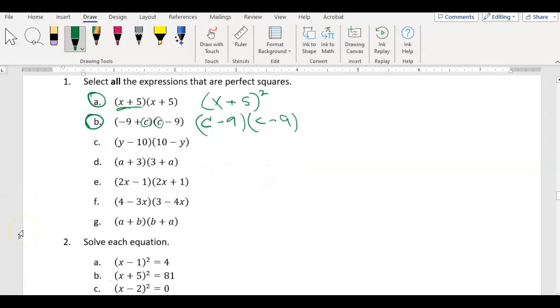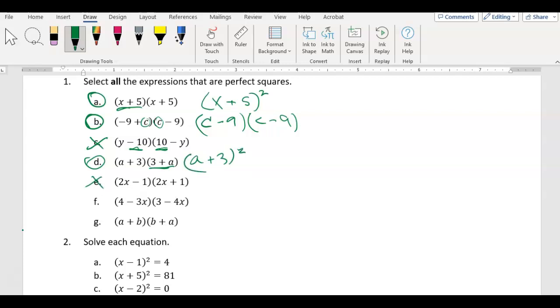C is not a perfect square because we have a negative 10 and a positive 10. They would have to have the same signs. They need to be exactly the same. D is a perfect square because we can rewrite this one as a plus 3, and so this is a plus 3 squared.